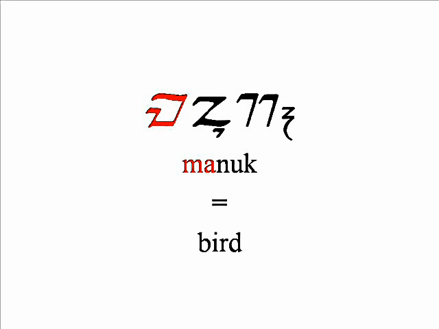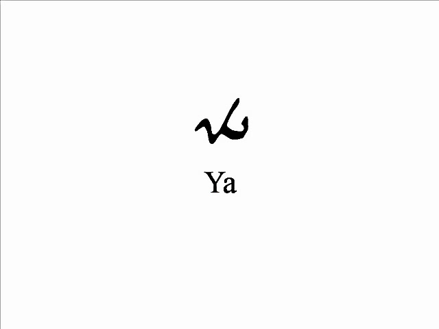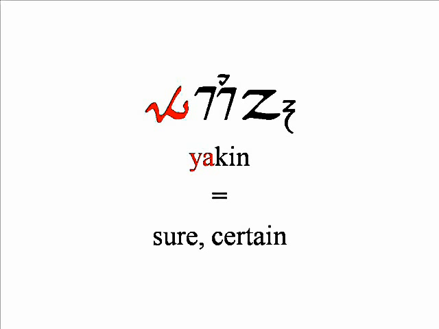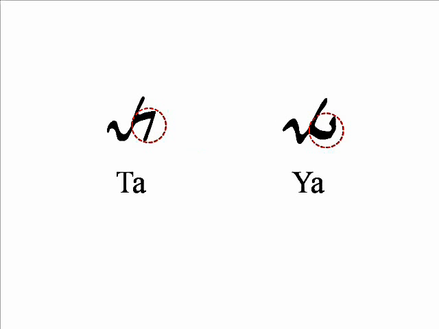Next, there is Ya, as in the word yard. This is how you can write the letter and the example of the word, that is yakin, meaning sure or certain. Frankly, it is quite similar with Ta, but please not to be confused with Ya. You can see the difference in the slide.